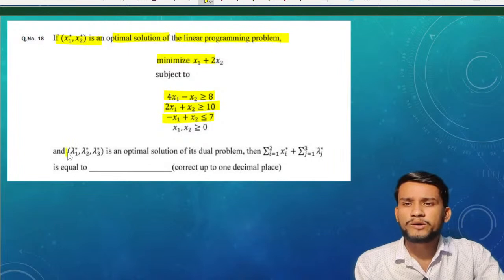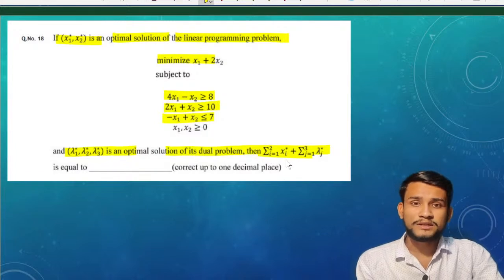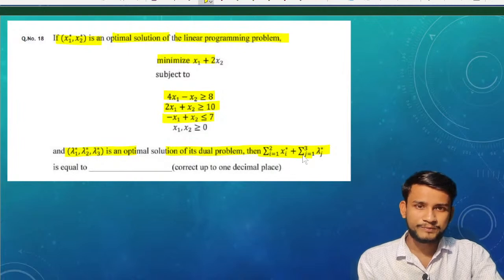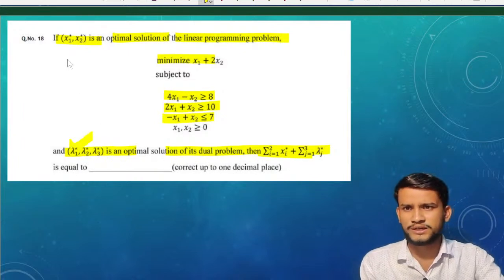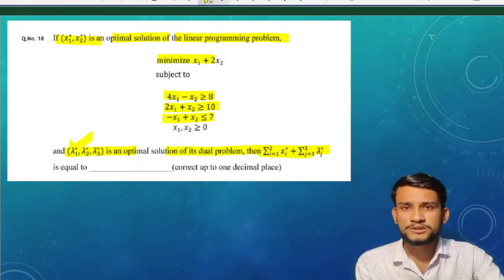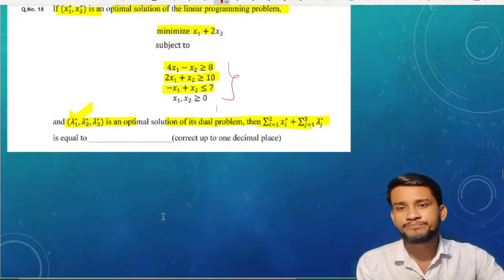And lambda 1, lambda 2, lambda 3 are the optimal solution of its dual, then find the value of summation xi square plus summation lambda j star, where lambda j star is the optimal solution of the dual and x1, x2 are the optimal solution of the primal. First we draw the graph of these three constraints and solve the primal problem. Okay, so let's see the graph.